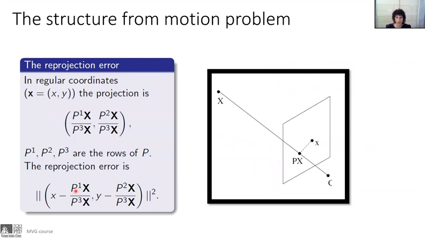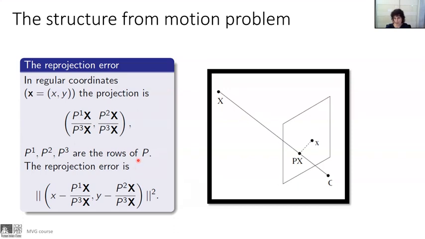Let's continue. In order to formalize this structure from motion problem, we need to define what is called the reprojection error. Actually, we discussed it, but I'm not sure we formalized it mathematically. So we have measurements, the projections in the images, denoted here like X. And I would like to solve for P and X, where X is the coordinate in 3D space and P is the camera. We would like the distance between the measured projected point and the projection after the recovery to be as small as we can. This means the distance between the x coordinate and the projection in the x direction, and also the y coordinate relative to the projection in the y direction, squared, will be minimal as possible.